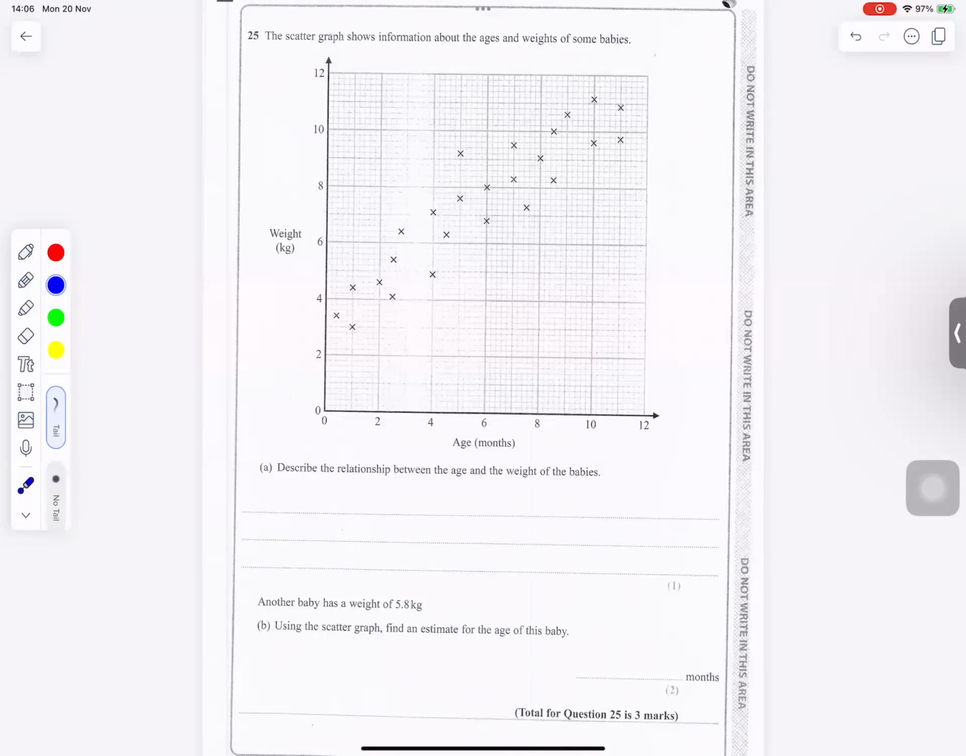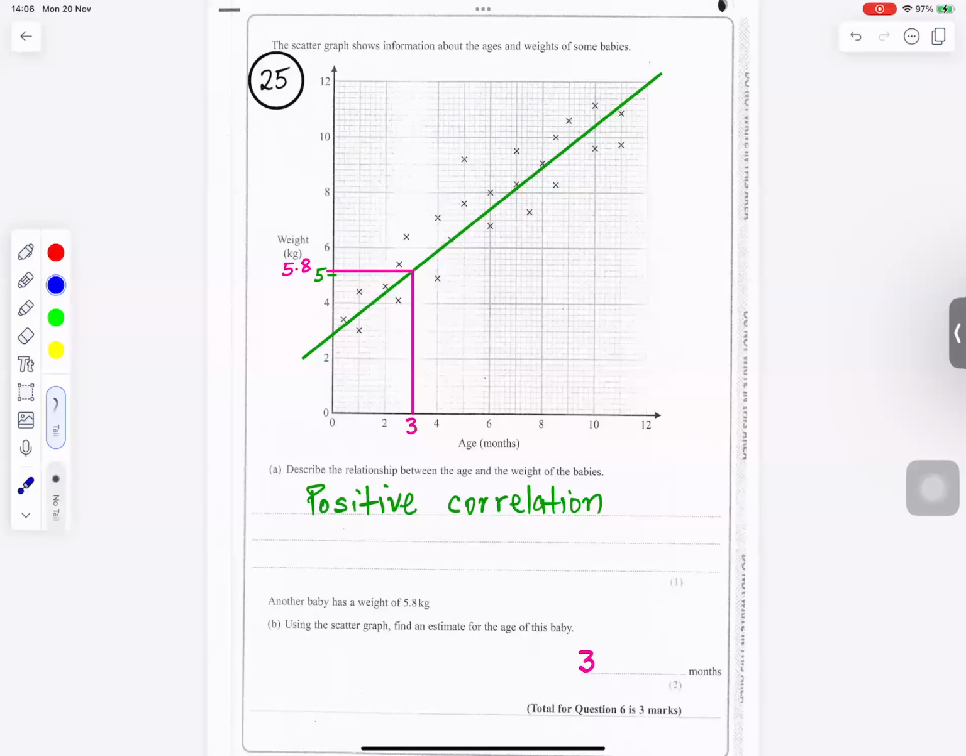Question number 25. It is a positive correlation because it's increasing from left to right. And at 5.8 kilograms, you draw a line to the line of best fit and it's 3. So this green line is called the LOBF, line of best fit.